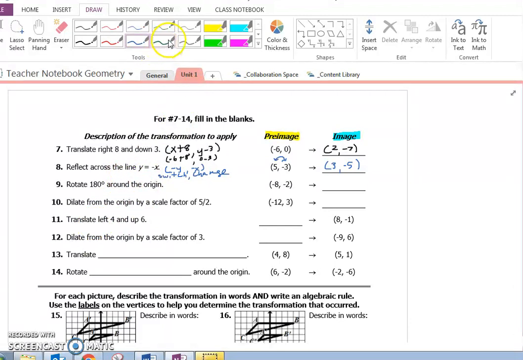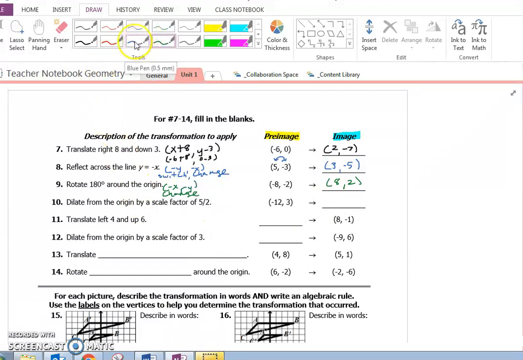Next one, same thing. You want to memorize your rule. Rotate 180 around the origin. You actually use this up above in numbers 1 through 6. That just means they both change signs. So negative 8, 2 is going to become 8, negative 2.